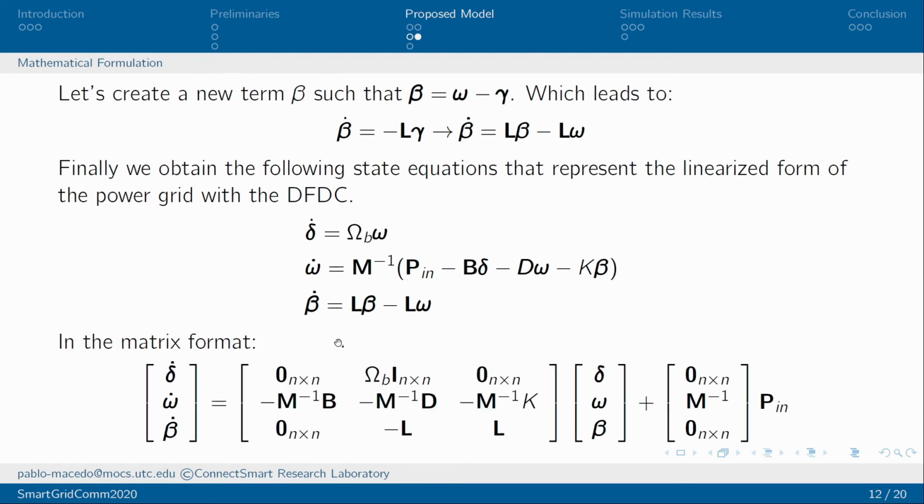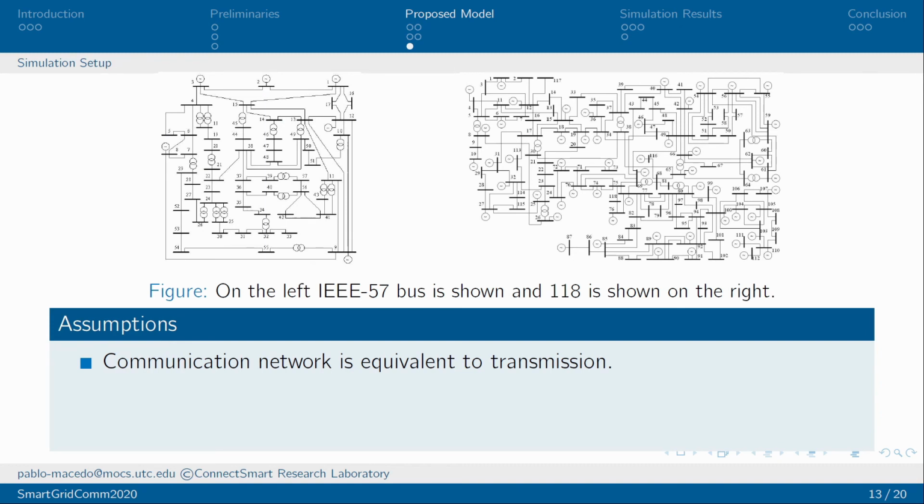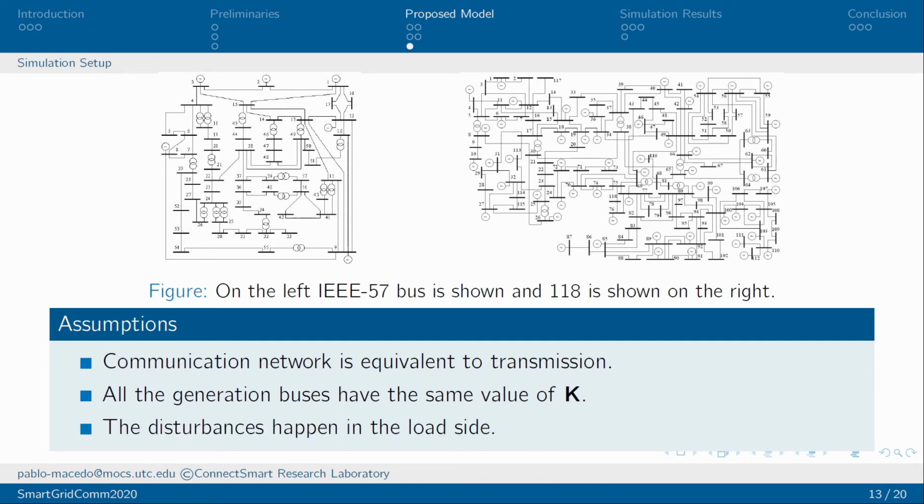This state space model will be used to perform modal analysis and to perform the time domain simulations. The simulation setup we chose for this study was two bus systems, IEEE 57 bus and IEEE 118 bus. Both of them are shown in this figure. The communication network between the generation buses is equivalent to the transmission line connection graphs. We are also assuming that all the generation buses will have the same value of K, and the disturbances happen on the load side.